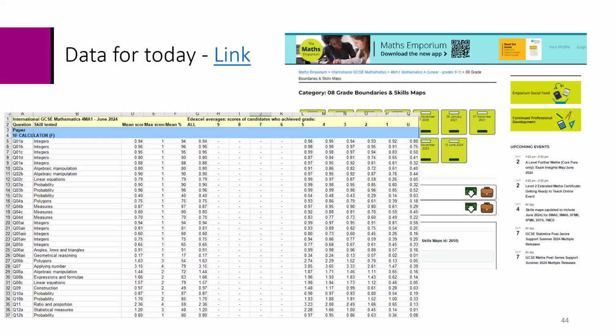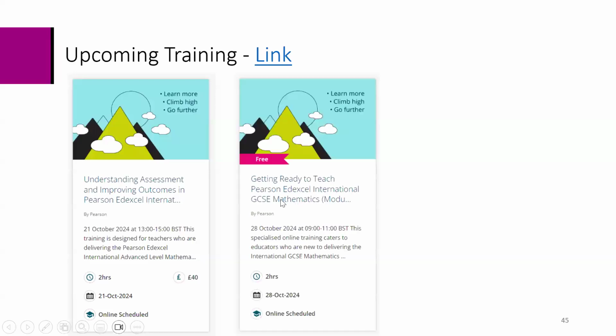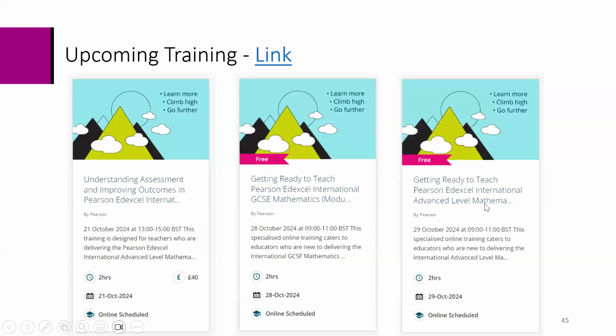And then finally, we've got some upcoming training for you. So we've got understanding assessment and improving outcomes in international A-level, getting ready to teach the international GCSE Maths modular, and getting ready to teach the international advanced A-level.